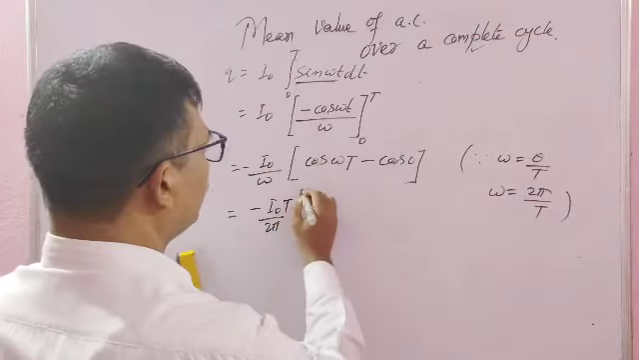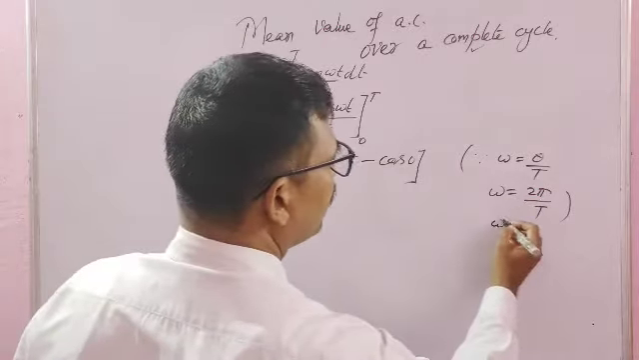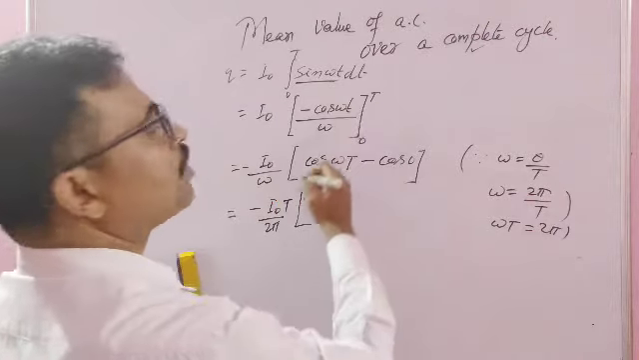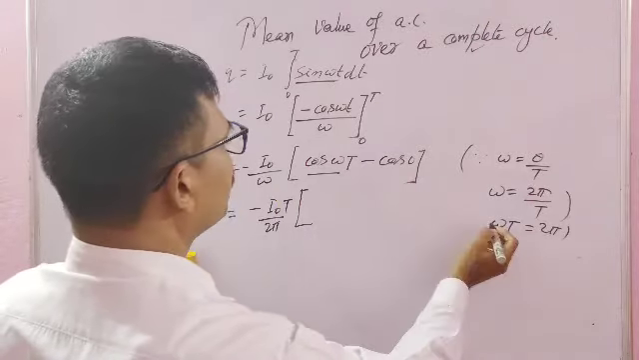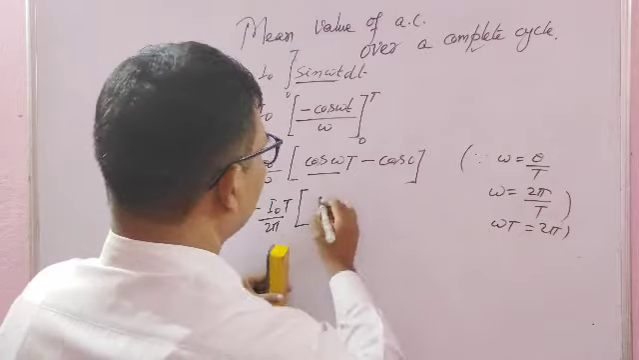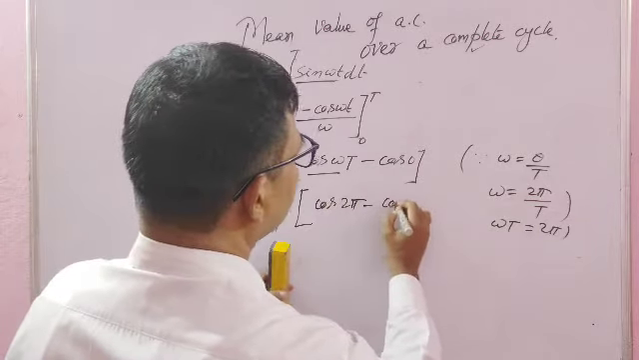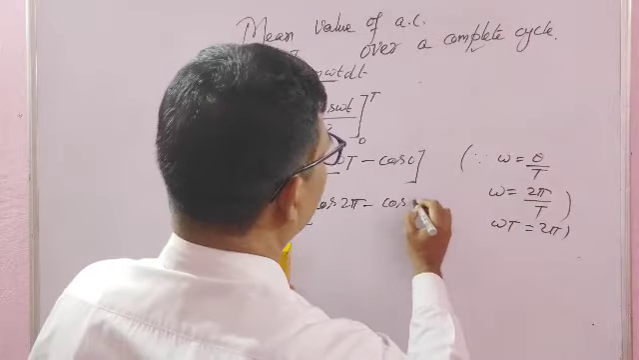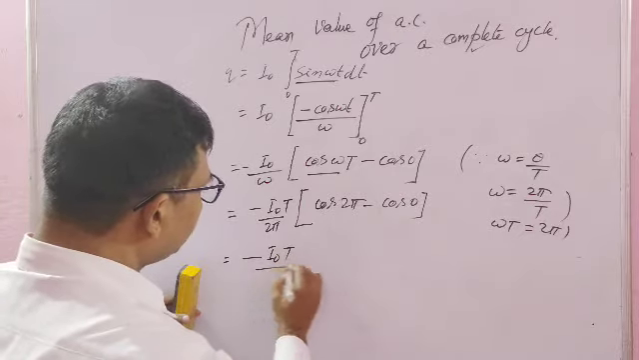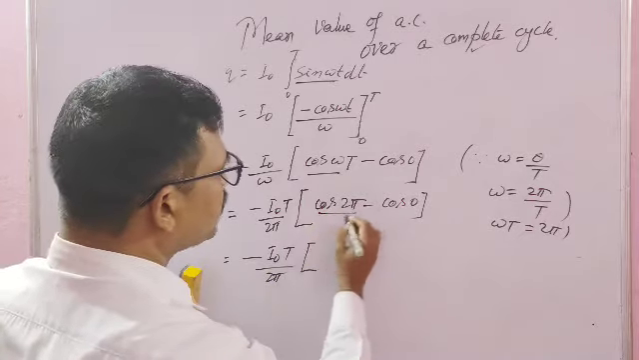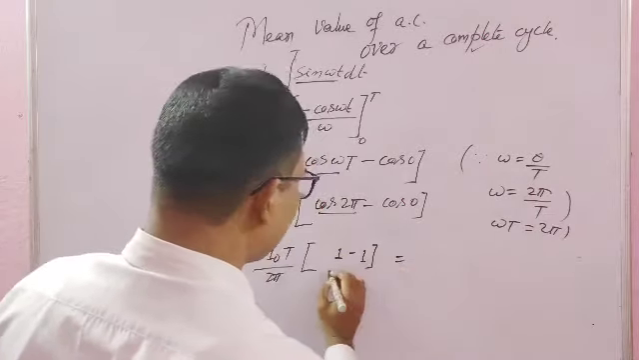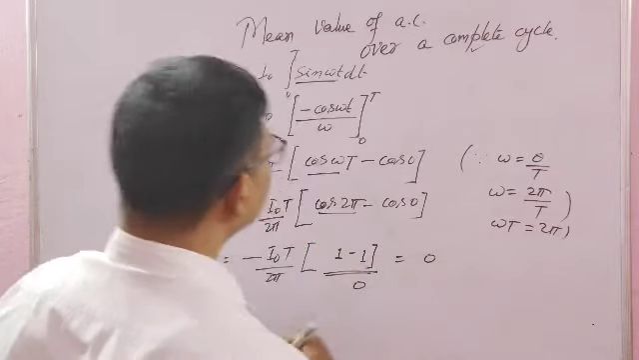So you can write this one. But cos omega t is how much? Omega t is 2 pi, so it is cos 2 pi minus cos 0. Any problem? Now cos 2 pi is 1, minus 1. Okay, so now what are you getting? This value is 0. So you are getting this one.